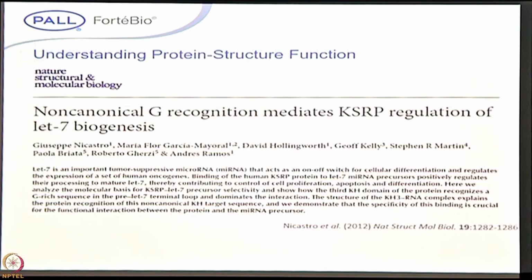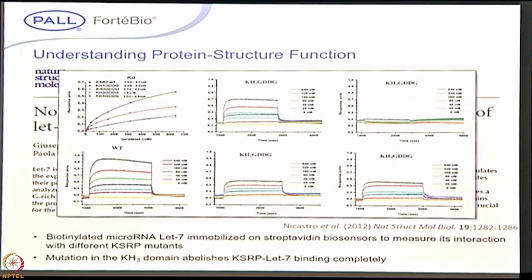The next example I can show is where we can understand protein structure and function. Here, LET7 is one of the important tumor suppressor microRNAs. The author looked at KSRP, the protein which binds to the LET7 precursor. The LET7 microRNA is biotinylated and immobilized onto the streptavidin sensor, and KSRP has 4 domains. Among that, he made a mutation in one domain, KH3. If he did a mutation, it is not binding.